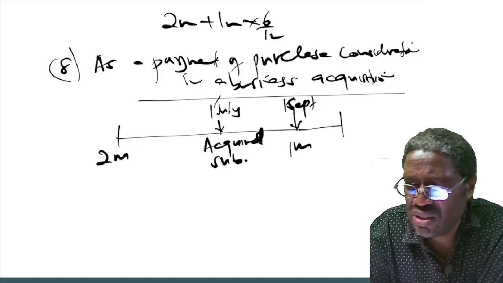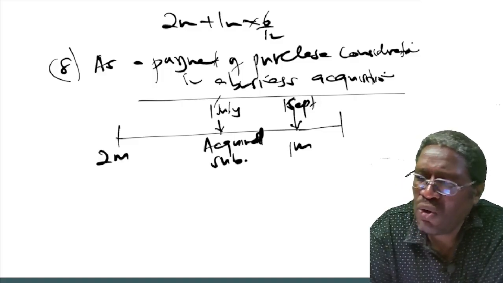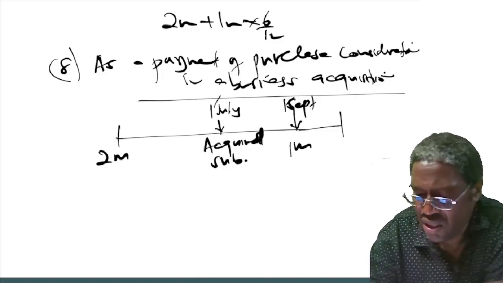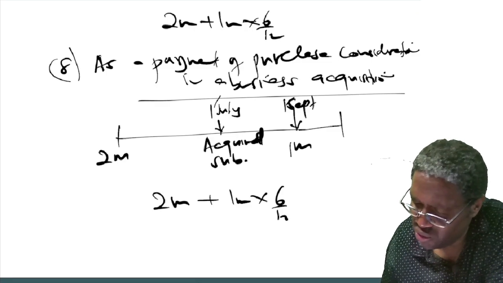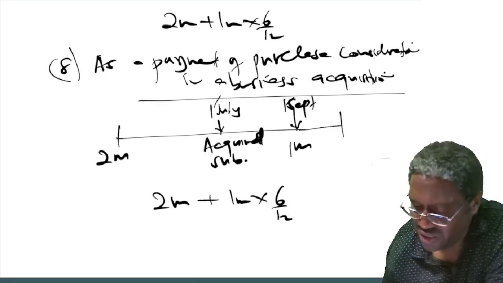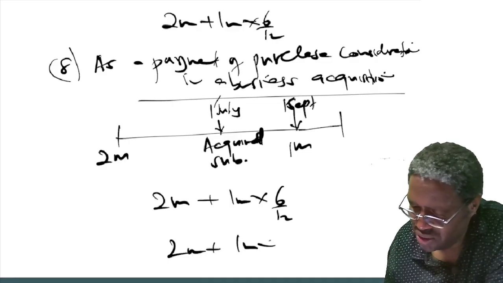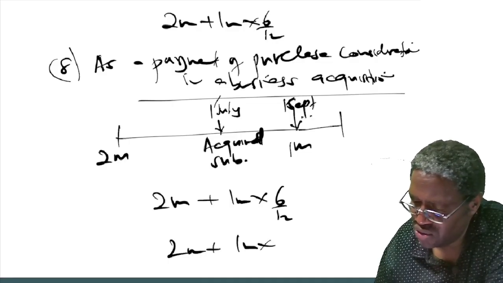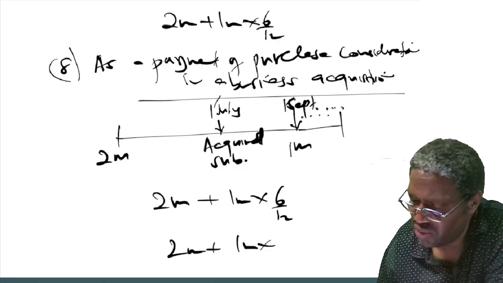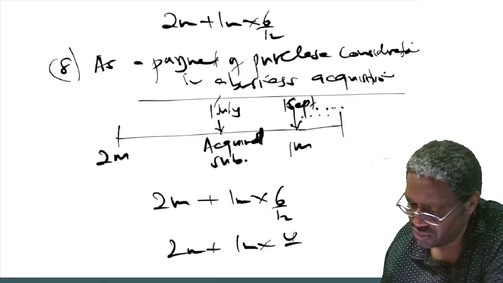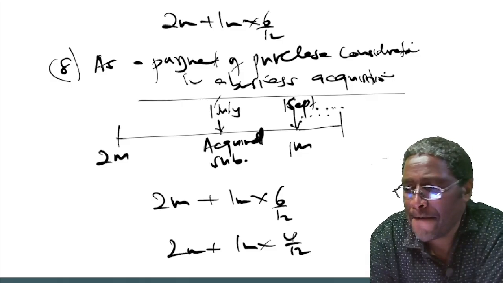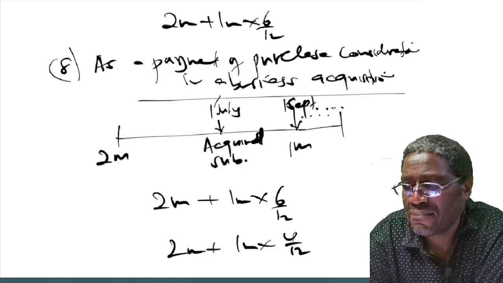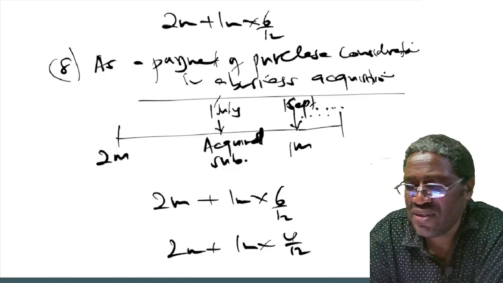The question is this. When I'm computing the weighted average number of shares, will I take 2 million plus 1 million multiplied by 6/12, or will I take 2 million plus 1 million times 4/12, for September, October, November, December? Which one is correct? The first or the second?